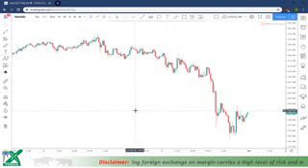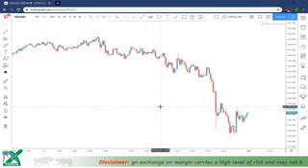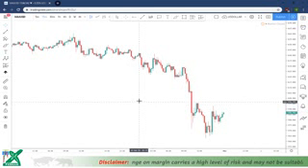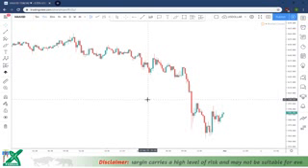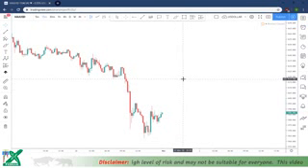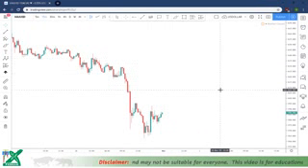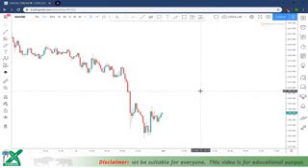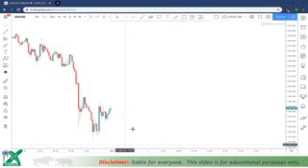There are three types of market structures. One is the bullish trending market, second is the bearish market structure, and one is consolidation. So first we will talk about the bullish market structure.